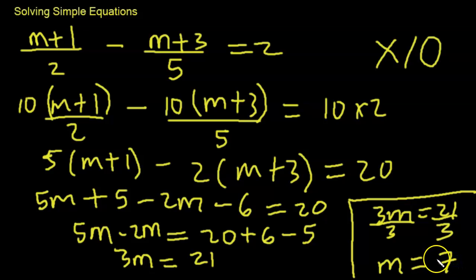And by the way, you can always test your solution. Just replace m with 7. So what you have here is 7 plus 1, which is 8. 8 divided by 2, that's 4. And minus, if m is 7, 7 plus 3, that's what? 10. 10 divided by 5, that's 2. So the left hand side is 4 minus 2, which is equal to the right hand side, which is also equal to 2. So we are confident m equal to 7 is our solution.